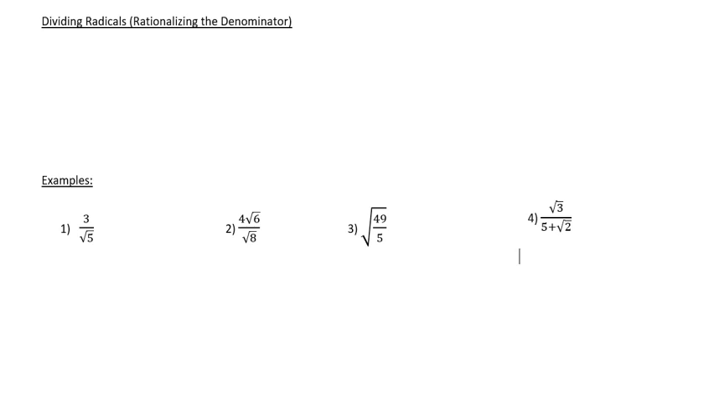All right, now we're going to talk about dividing radicals. And in Algebra 2, we only talk about square roots. Okay, we keep it to square roots. We are dividing radicals, and we call it rationalizing the denominator. So if there is a square root in the denominator, it is not simplified.